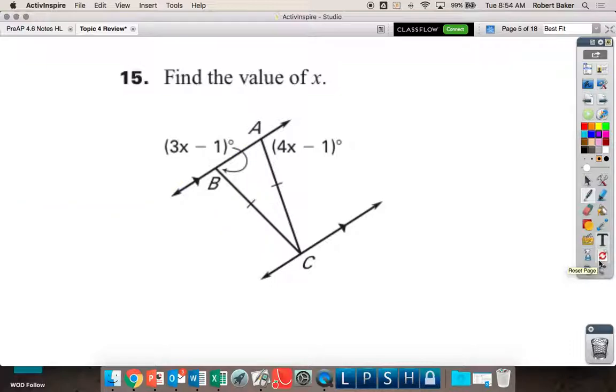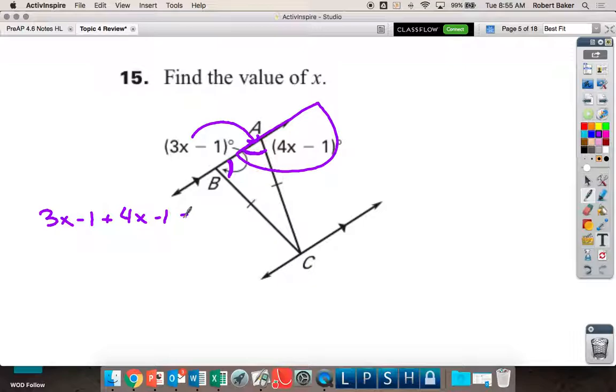Ooh, what's a tough one? Oh, wait, say what you did again. 3x minus 1 plus 4x minus 1 equals 180. That does work. Do you know why it works? This angle right here is equal to this angle right here. Those two angles are equal because they're base angles of an isosceles triangle. So once you move this angle right here, these two angles should add up to 180. So you're right. 3x minus 1 and 4x minus 1 should add up to 180.